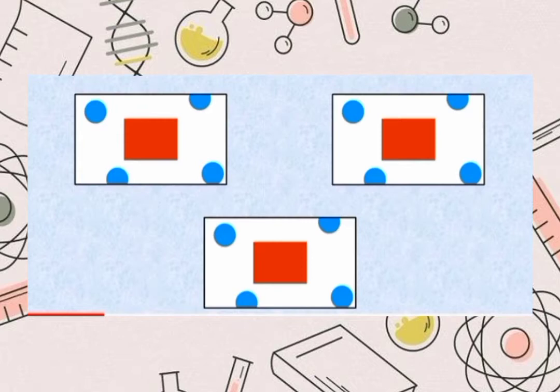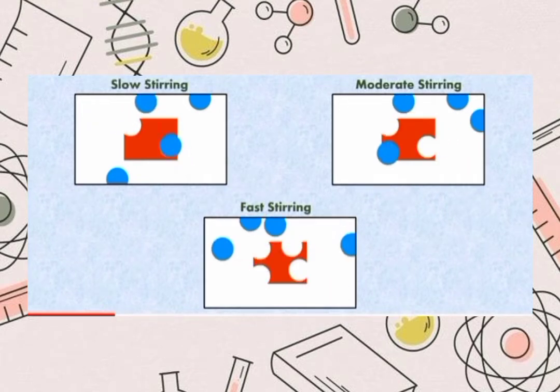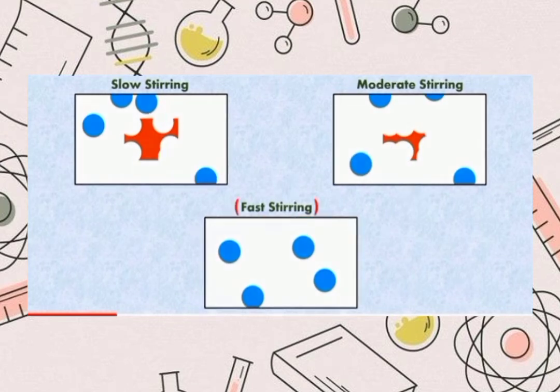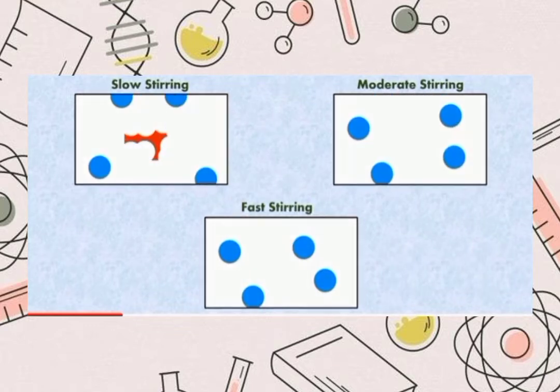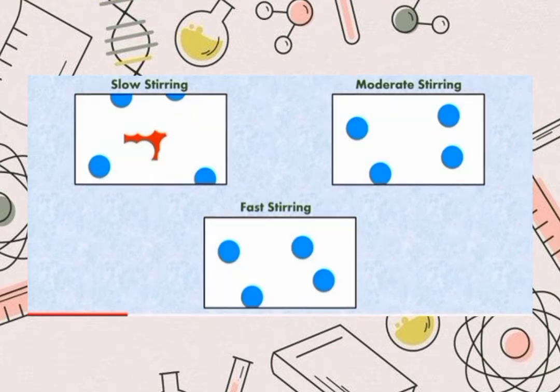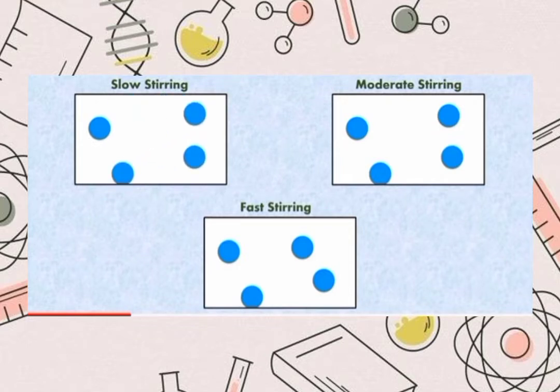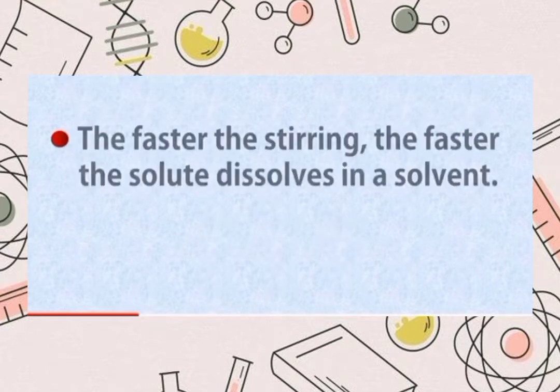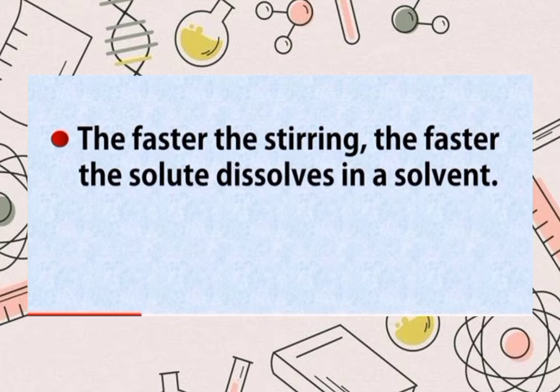Now, let us compare how fast the solute dissolves in a solution which is stirred fast, stirred at moderate speed, and stirred slowly. The solution that is stirred fast dissolves fastest. The solution that is stirred at moderate speed dissolves next. And the solution that is stirred slowly dissolves last. This indicates that the faster the stirring, the faster the solute dissolves in a solvent.